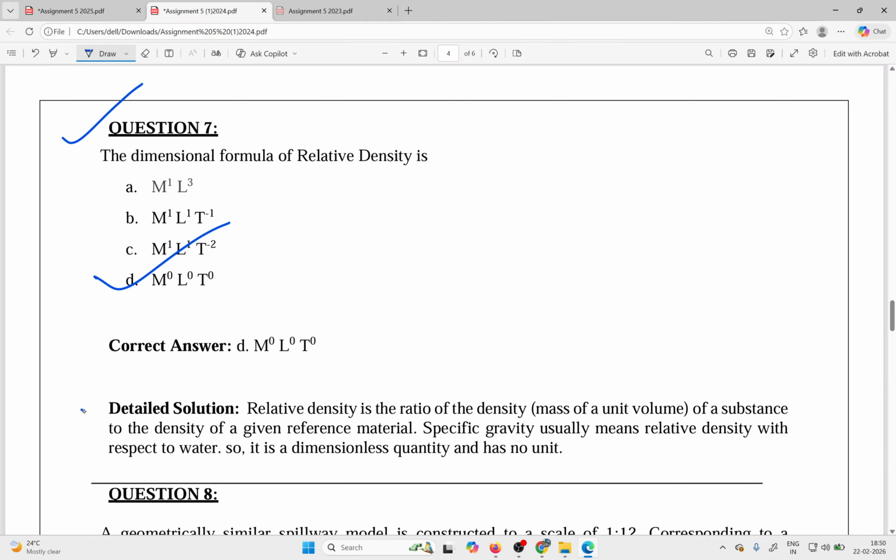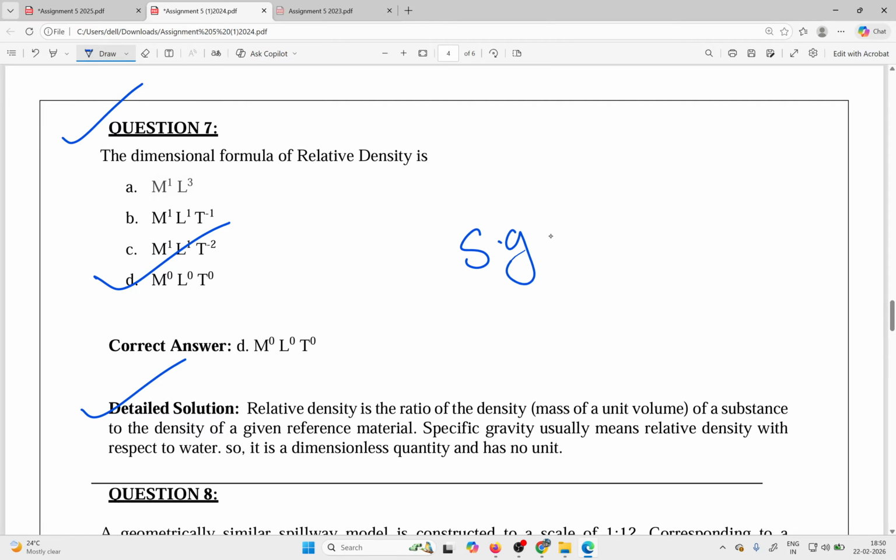Here explanation is also given. The relative density is the ratio of density, mass of a unit volume, that is density, the definition is given. So the relative density is the ratio of density of a substance to the density of a given reference material. So specific gravity usually means relative density with respect to water. So it is a dimensionless quantity and has no unit.